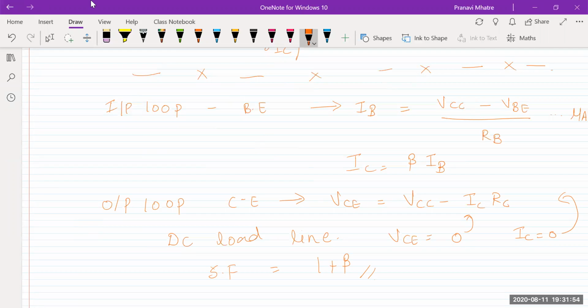In the next video, I'll be discussing fixed bias circuit with the emitter resistor.